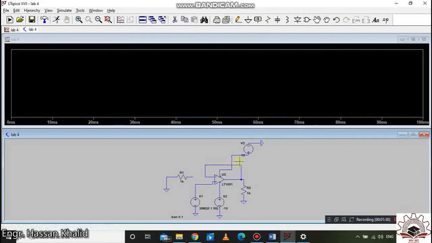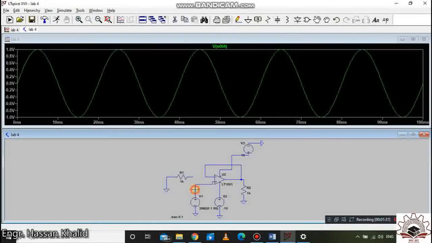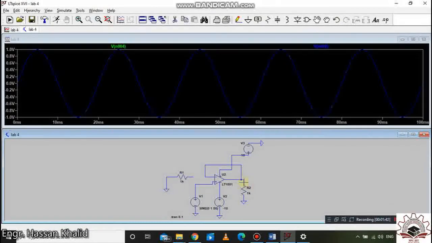Okay, this one is the input 1 volt, this one is the output, this is blue, and you can easily see that both have been synchronized. The output voltage and the input voltage are synchronized, having the same amplitude, same phase and same frequency. So this makes it a voltage follower circuit.